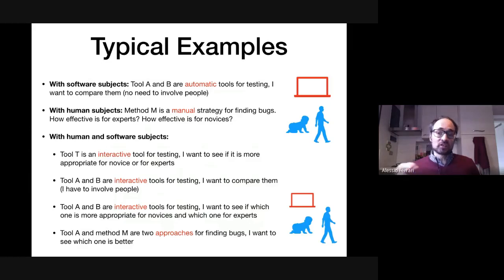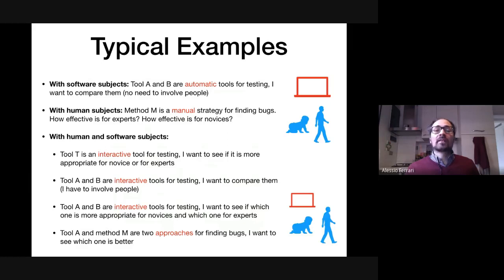Experiments, in software engineering at least, because of course we study them in this specific field, can be with software subjects or with human subjects. So, for example, an experiment with only software subjects is like the one described here. I have two tools, one tool A and one tool B, and they do automatic testing. Okay, they are push button tools for testing. So I have some code, I press a button, and the tool tests my code. And I want to compare them.